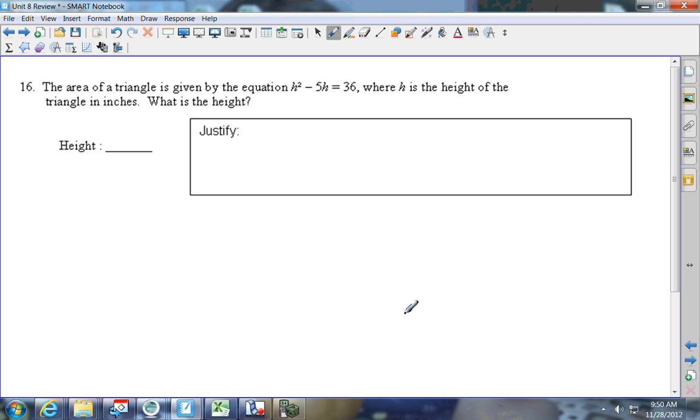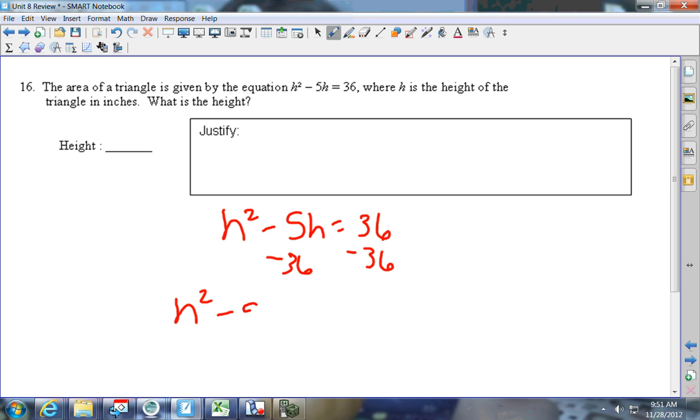All right. Given the area of a triangle is given by the equation h squared minus 5h equals 36, where h is the height of the triangle in inches, what is the height? Okay, to find the height, the first thing we need to do is set this equal to 0. So I'm going to subtract 36 from each side. h squared minus 5h minus 36 equals 0. Go into your calculator right now and find your solutions.